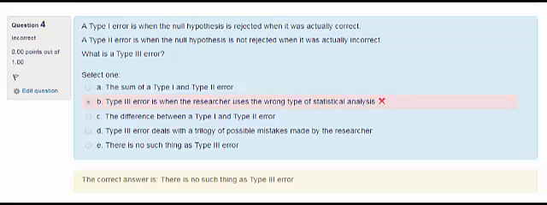Hey, Mark, I'm going to go ahead and go over the answers that were marked incorrectly, starting with number 4. What is a type 3 error?